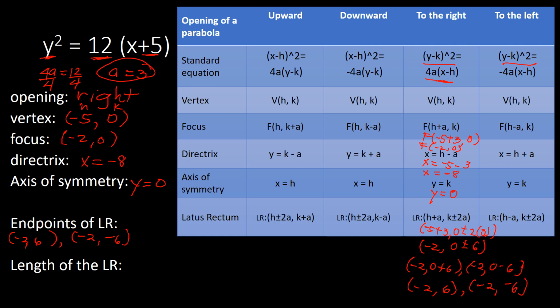So the length of the latus rectum, we've got that one as 4a. So our a there is 3, so 4 times 3, that's equal to 12. Or simply looking at this one here, this is 12, so that should be our length of the latus rectum.